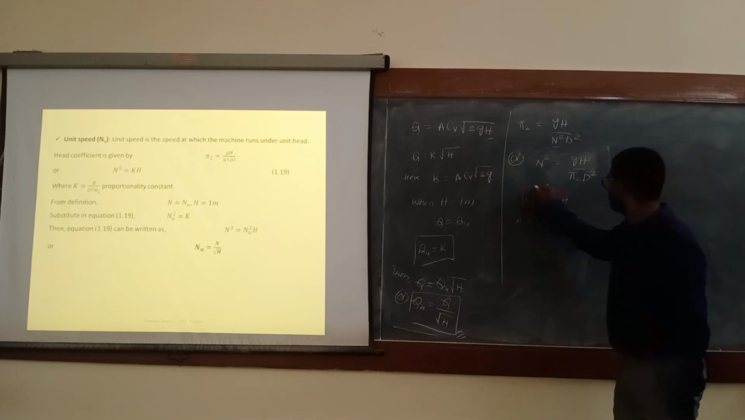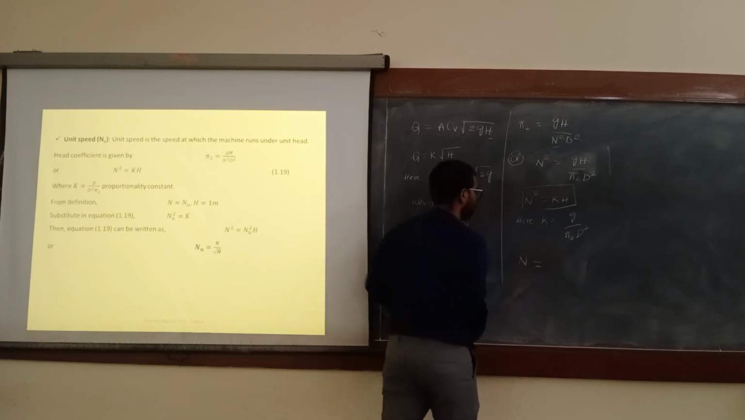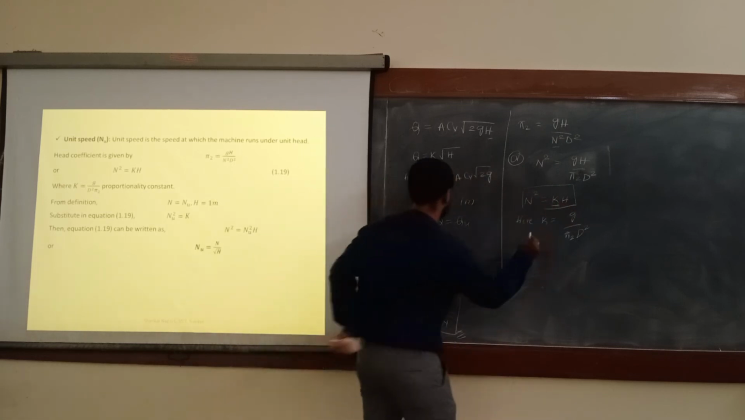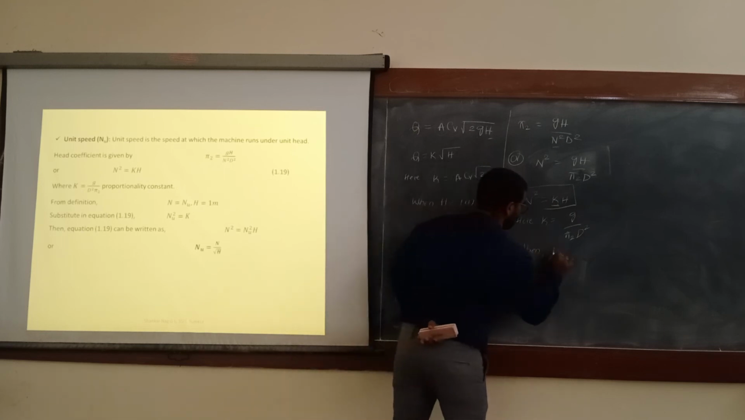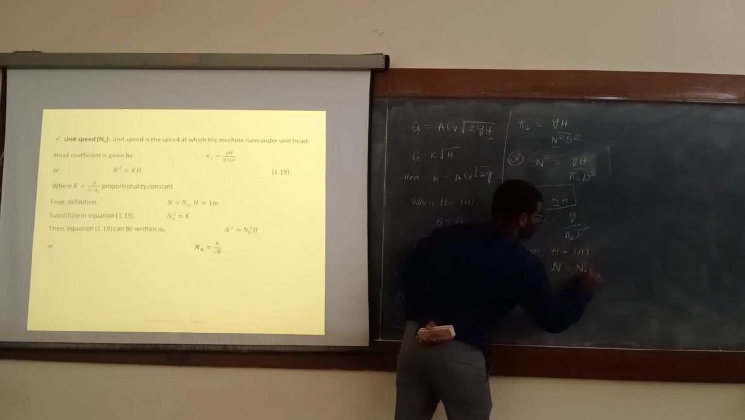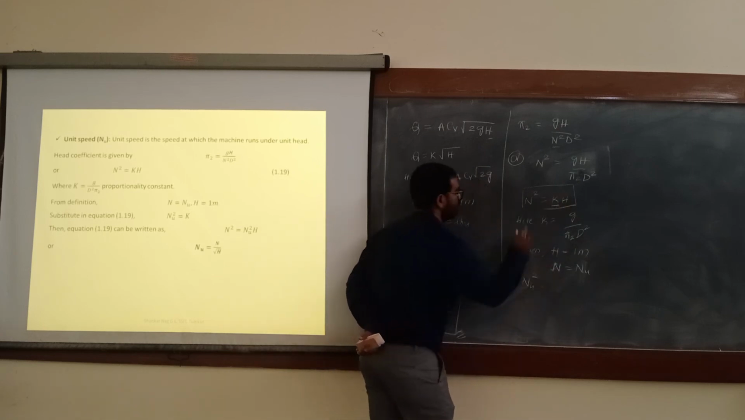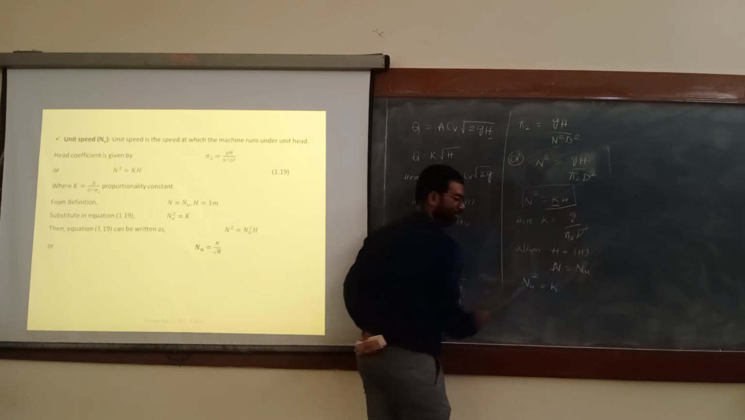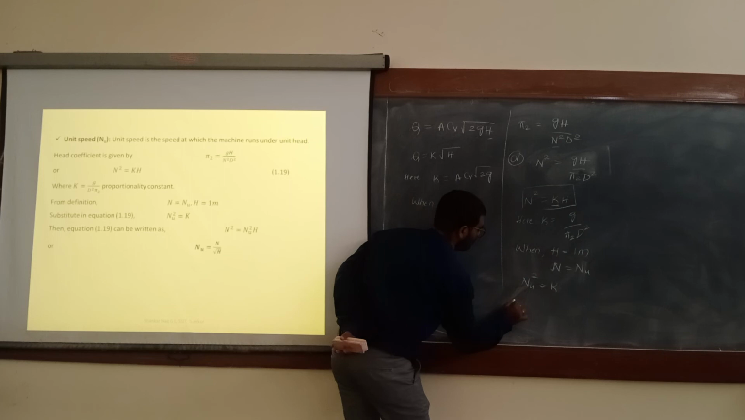So what is N? We need to calculate the value of K, that is from the definition of unit speed. What is the definition of unit speed? When H is equal to 1 meter, speed is equal to unit speed. Then what we have here? Nu square is equal to K, since H value will become 1 meter. So in place of K, what can you substitute? Nu square.